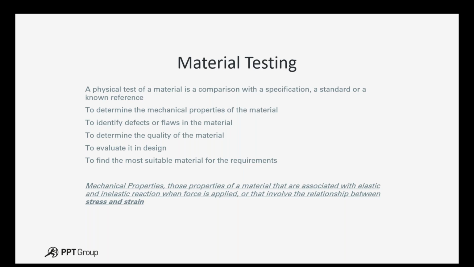We can use it to identify defects or flaws in the material, to determine the quality of the material, if we're receiving this from suppliers, to evaluate it in design. If we're making something from it, we can actually evaluate the properties of it, and the most suitable material for the requirements for the job. Very often you can change materials to enhance the product or save some costs on it.